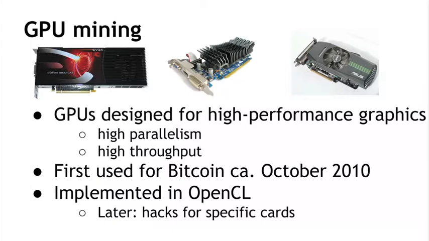Almost every computer now has a GPU built in for high performance graphics. They're designed to have high parallelism, which does help with Bitcoin mining because you can parallelize and compute multiple hashes at the same time for different nonces that you want to try. And they're also designed for high throughput, so there's a highly pipelined design in graphics cards. And around 2010, the first implementation came out written in a language called OpenCL, which is a general purpose language to do things other than graphics on a GPU.